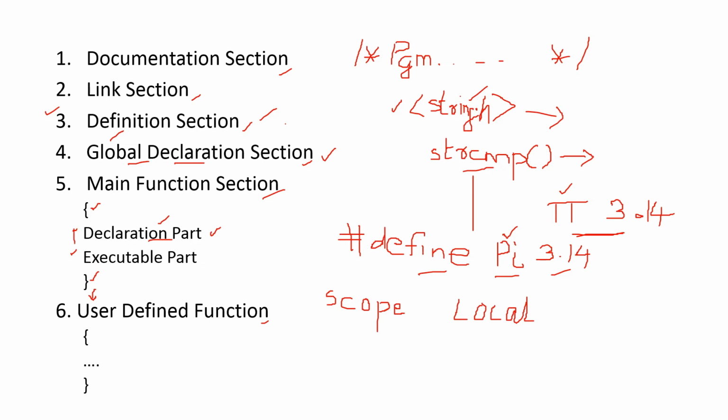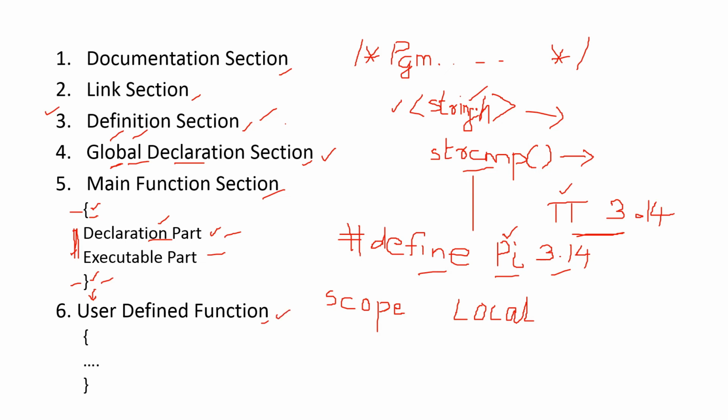If this is the case, this is a local declaration, active from here to here. But before this, you have declared a global variable, which means the variable can be used anywhere in the program. That is the global declaration section. Next comes the main function section. Within the main, you have to open the bracket, declare the variables, then the executable part, the statements, and at the end close the bracket. And last is a user defined function.